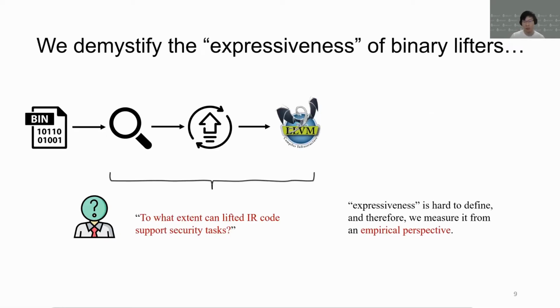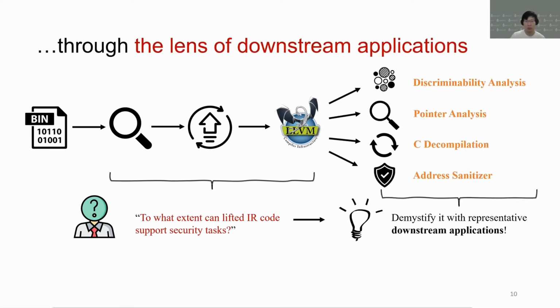However, expressiveness is hard to define formally, and therefore we measure it from an empirical perspective. More specifically, we want to demystify the expressiveness of binary lifters through the lens of representative downstream applications. We use downstream applications including discriminability analysis, pointer analysis, C decompilation, and address sanitization.